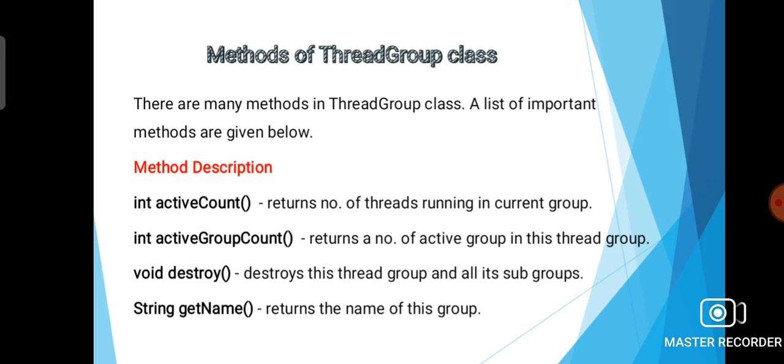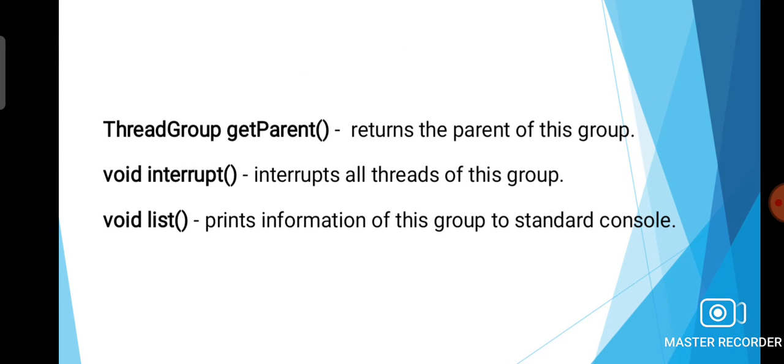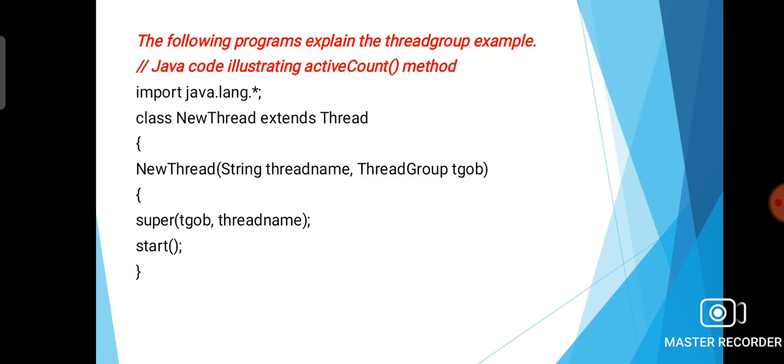Then the getName method returns the name of the group. The getParent method returns the parent of the group. The interrupt method interrupts all the threads of the group. The list method prints the information about the group to the standard output screen. Now we are going to see the program that explains the thread group example.